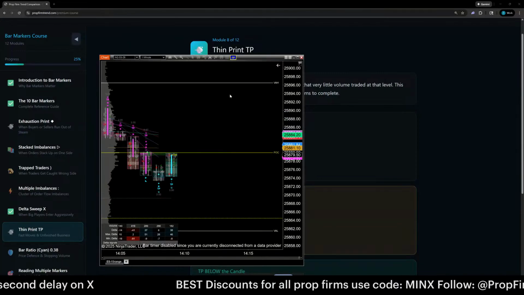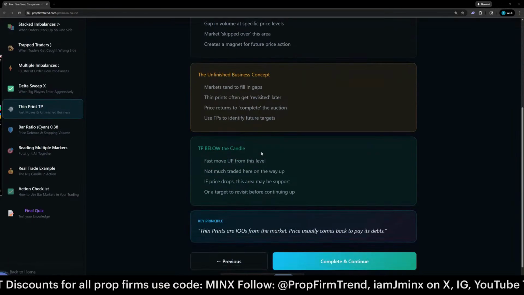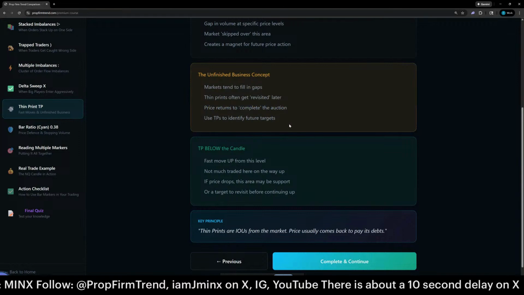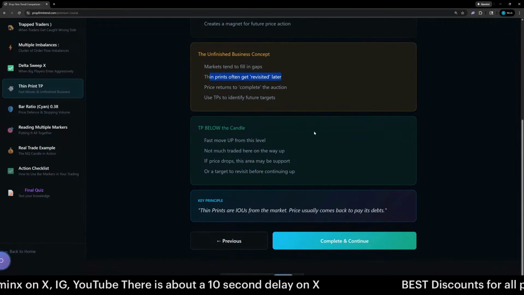We'll come back and see if it took that. So that's what this unfinished business concept is. Price returns to complete the auction. It gets revisited later when there's thin prints.